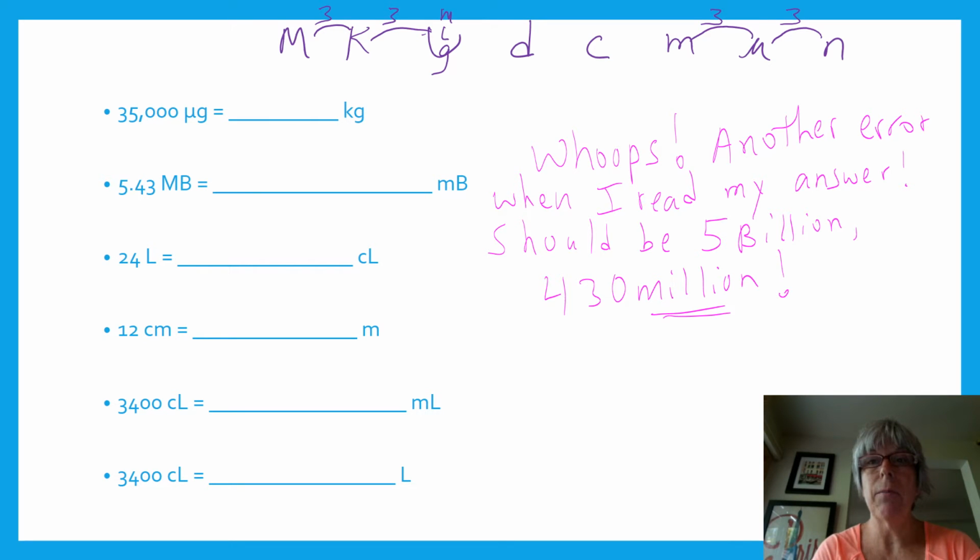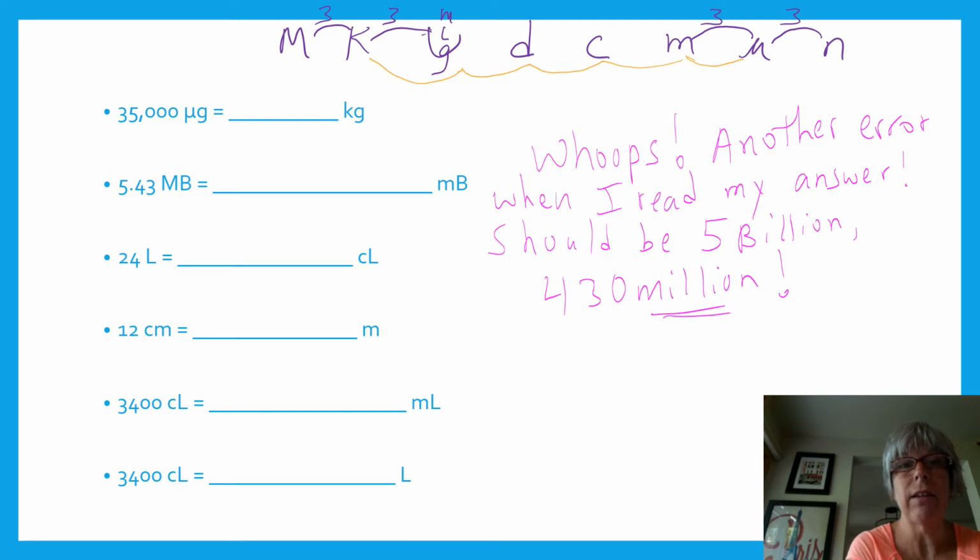Micrograms to kilograms, it's a jump of 3, 4, 5, 6, and another 3. Makes 9 places to the left. So micro to milli is 3, to centi is another one, deci is another one, units is 1 more, and kilo is 3 more, so that makes 3, 4, 5, 6 plus 3 is 9. I need to move my decimal point 9 places to the left.